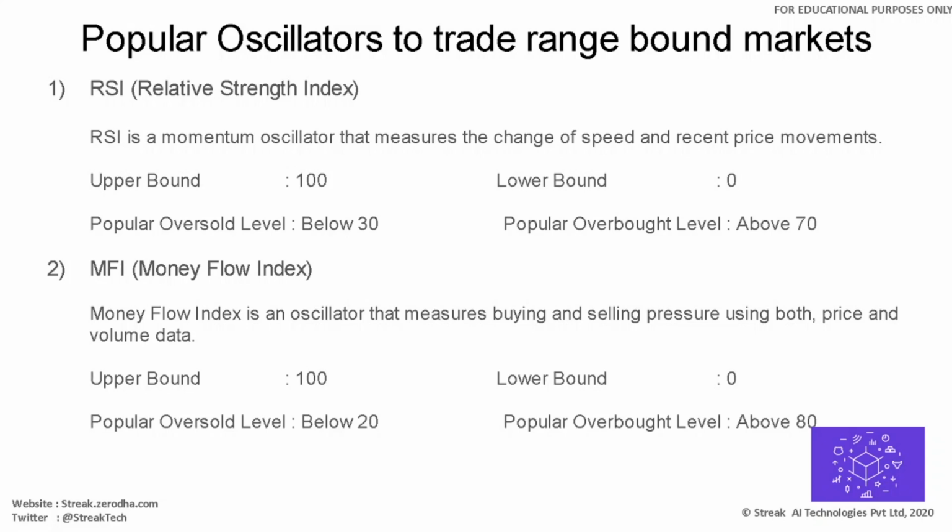MFI, which is also known as the money flow index, is an extremely popular oscillator. It measures the buying and selling pressure. Its upper and lower bound is similar to that of RSI, but its generally accepted overbought level is above 80 and its generally accepted oversold level is below 20.